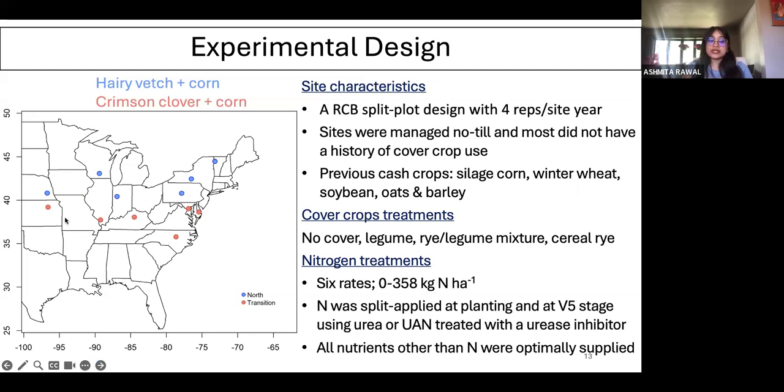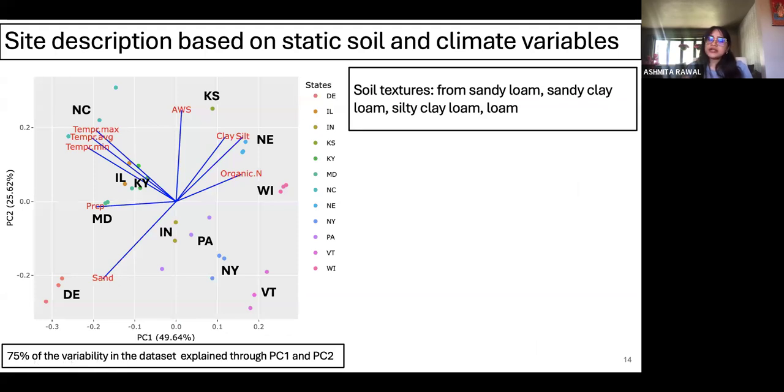Yes, and there were 2 different legume species used in our sites. For most of our northern sites, they used hairy vetch, and southern sites used crimson clover. And besides nitrogen, all the fields were unlimited by other essential nutrients like P and K. A little more description about our site.